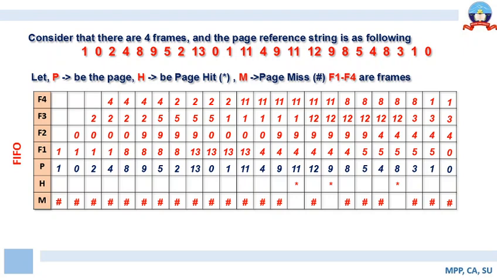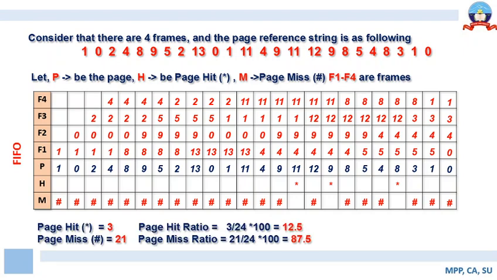So I'll follow the sequence of removal in the order: frame 1, frame 2, frame 3, frame 4. Again I'll repeat it: frame 1, frame 2, frame 3, frame 4. That is the sequence in which the replacement will be done in case of first in first out if there is a page miss. So this is the way the first in first out algorithm performs its operation.